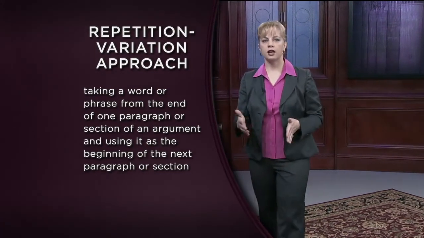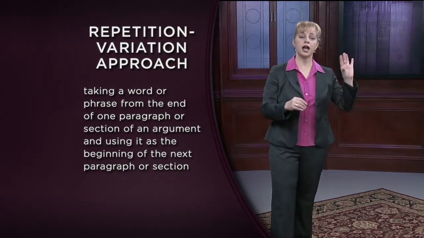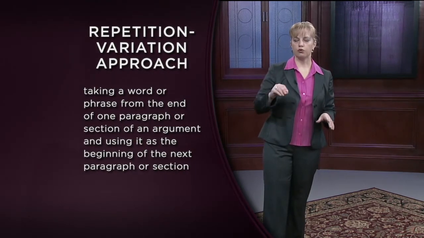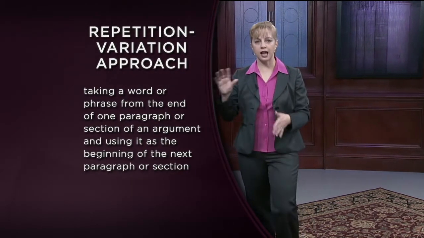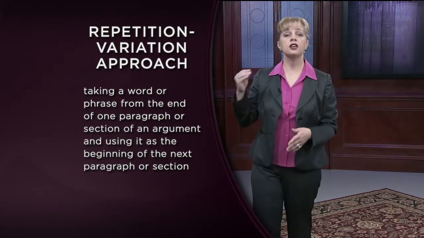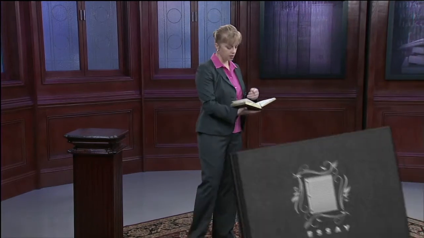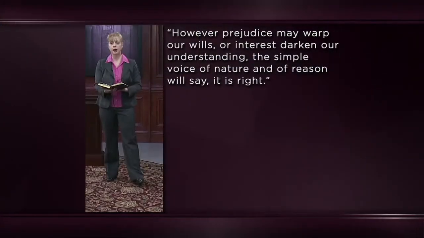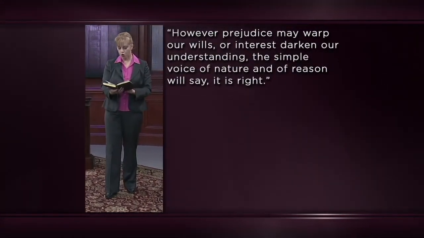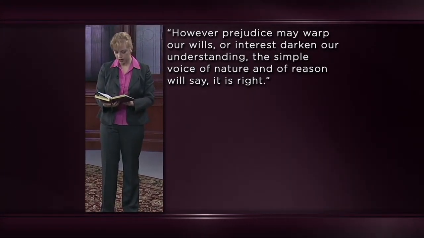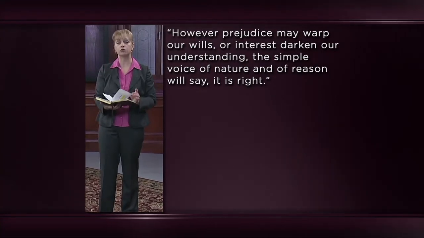By repetition variation, I mean taking a word or phrase from the end of one paragraph or section of an argument and using it, preferably with a small change or a slight variation, as the beginning of the next paragraph or section. To illustrate this strategy, let's look at Paine's Common Sense one more time. Here's the end of one paragraph in the piece. Paine writes, "However prejudice may warp our wills or interest darken our understanding, the simple voice of nature and of reason will say, 'It is right.'"